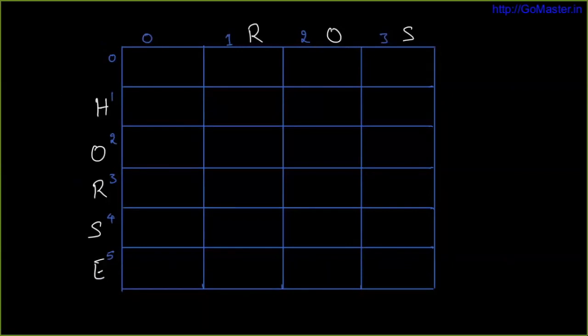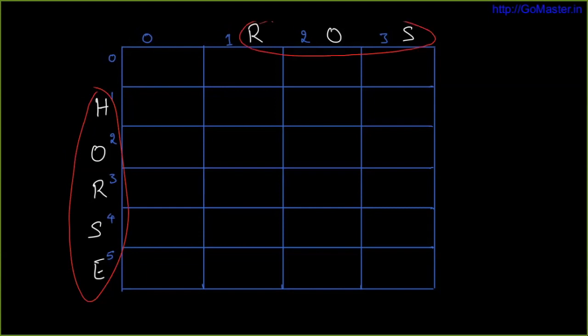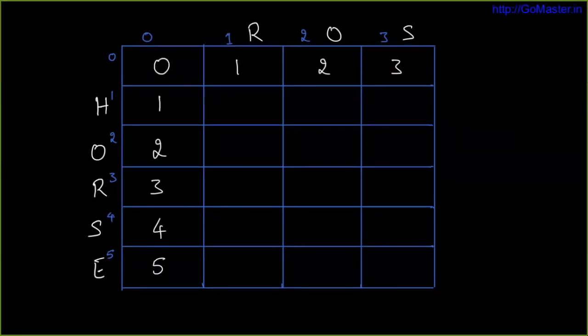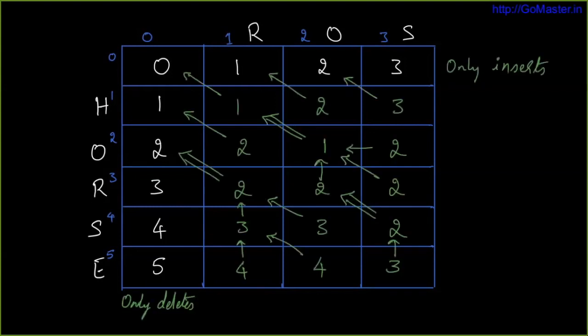For this example, the source word has 5 characters and the destination or target word has 3 characters, so we have a table of 6 cross 4. The base cases are going to be like this, and when you solve it, finally your table should look like this. Look at this: the first row is all about inserts, and the first column is all about only deletes. If you fill up everything, your answer is going to be 3, which we already know for this problem.